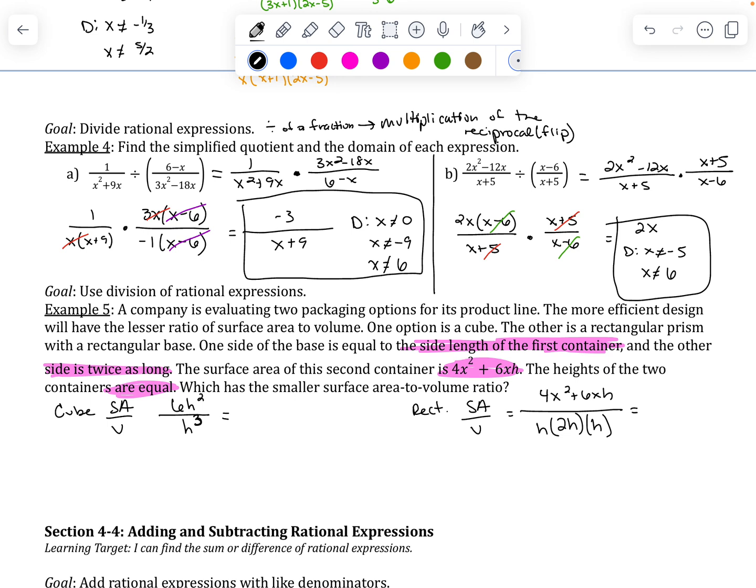So we're going to simplify this down. I'm left with 6 over h here. And on this one, I can't cancel anything out. I can cancel out a 2, I guess. So I have 2x squared plus 3xh over h cubed.